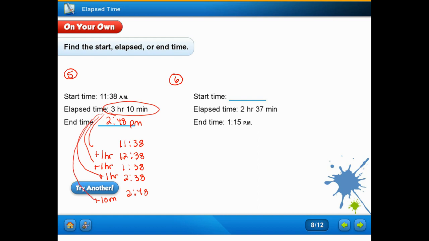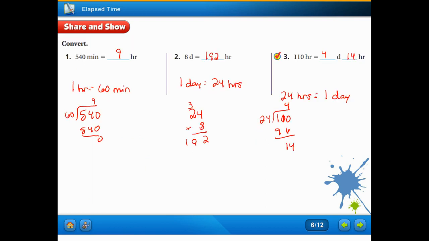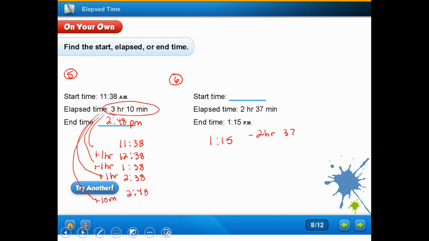Now this one, we have to go backwards. So we're going to start at 1:15, and we have to take away 2 hours and 37 minutes. So this one gets a little difficult. So I'm going to take away 2 hours here. So minus 2 hours. Well, I start at 1. I'm going to go back to 12 and then 11:15. So we're going to go back to 11:15.